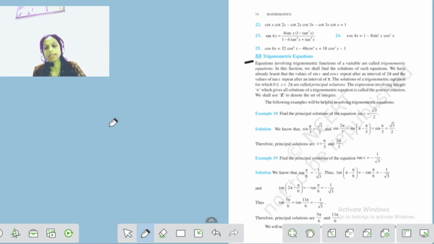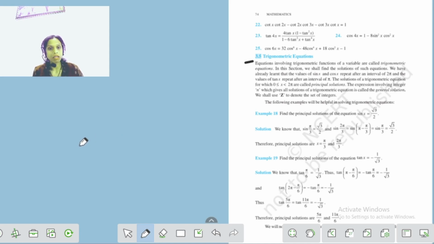3.5, this one. In this chapter we will study trigonometrical equations, and in my previous classes I have already given you a concept about the trigonometrical function. A trigonometrical function is only a function that follows rules related to trigonometrical ratios, and you know very well that sine, cos, tan, cot, sec, cosec are trigonometrical ratios.